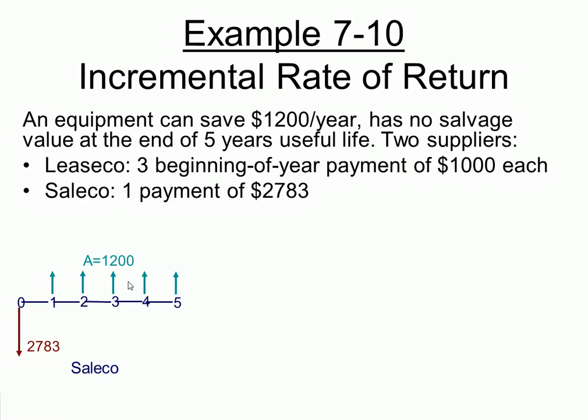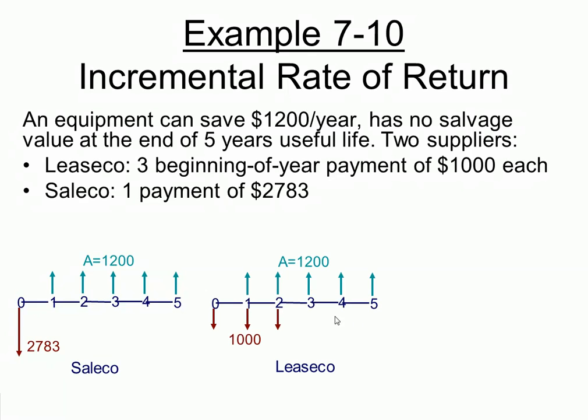At the beginning of the entire useful life of this equipment, and we realize the benefit of using this equipment at the benefit of $1,200 per year. So we can set up the equations for the incremental rate of return, but we first need to also draw the cash flow diagram for LeaseCo and then find the incremental cash flows.